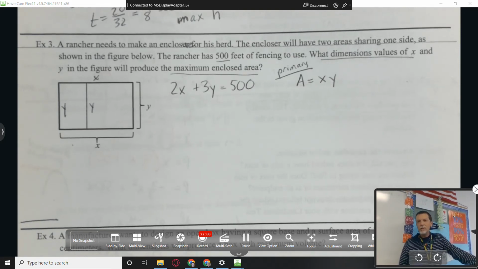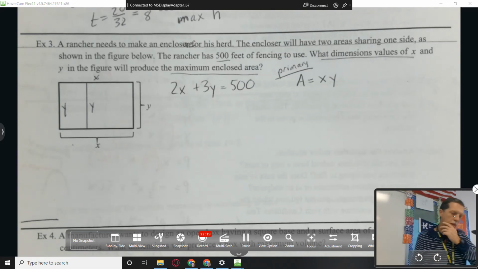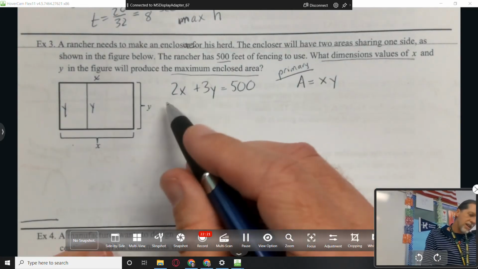So this could be a real world problem. Maybe the farmer needs 2 separate enclosures, and he wants them to be as big as possible. So how does he arrange his fence to make this happen? He plays with it until he figures it out.